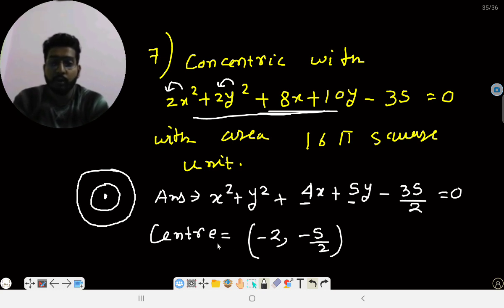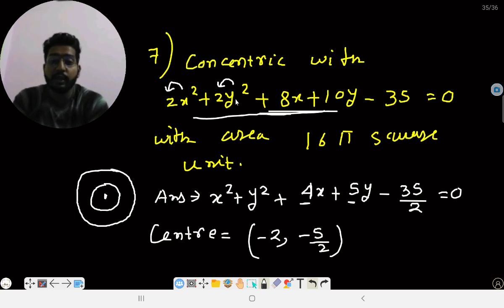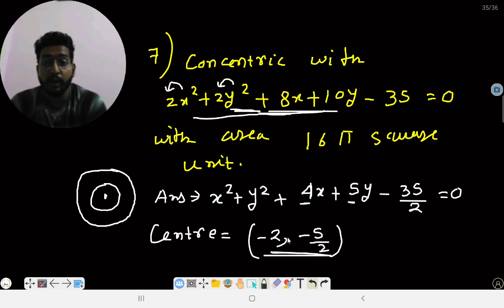Note here, we don't need this radius. The radius is not needed because it is given only that the circle is concentric with this circle. Concentric with this circle means the center of this circle and the given circle will be equal. Only the center will be equal. The radius may not be equal, but the center is equal. That means the center of the required circle is this one.